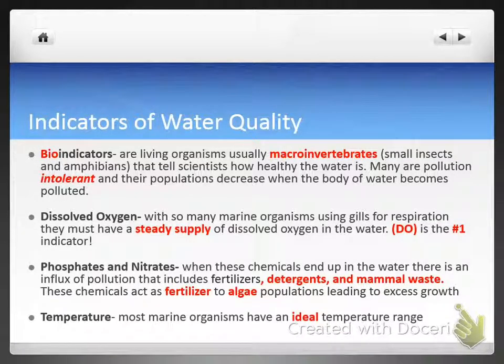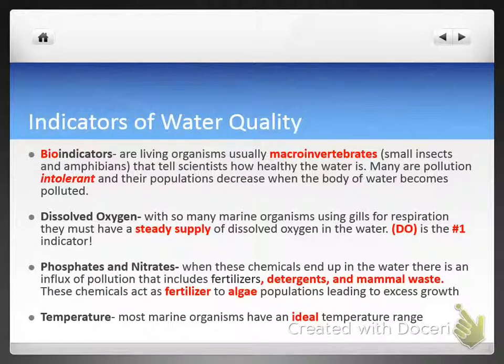Alright, so we talked about water pollution and its impact on water and water's quality. How healthy the water is is basically what you're talking about when you're talking about water quality. So there are things to measure and to look for. We can use our quantitative and qualitative observations to determine the water quality, or the health of the water.